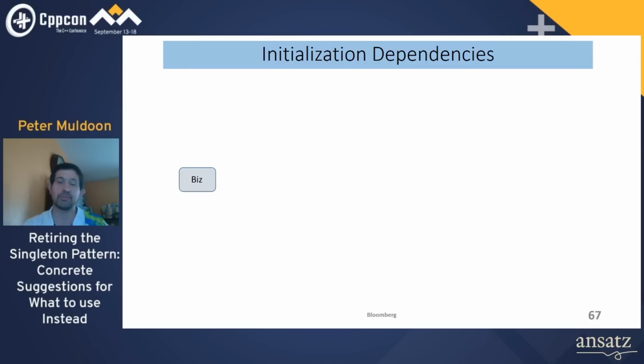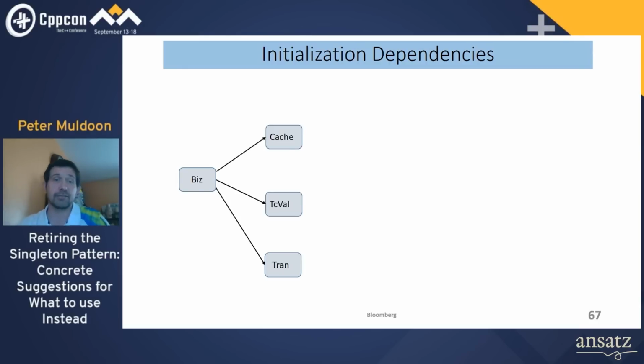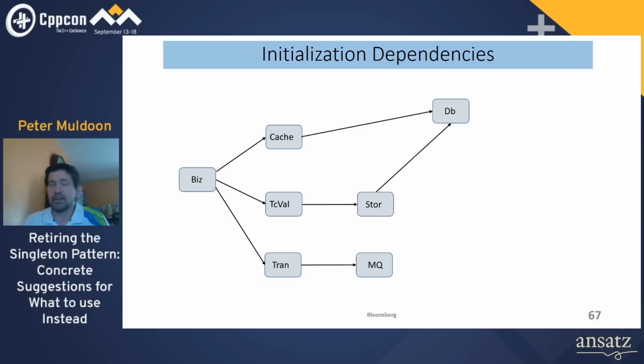Now we have a biz wrapper that can have a group of dependents, such as a cache wrapper, TC-val wrapper, tran wrapper, you name it. The dependency graph doesn't really care what shape it's in, so they can be interdependent, they can be grouping, it doesn't really matter. We've solved the width and the depth of dependencies and have it work naturally.